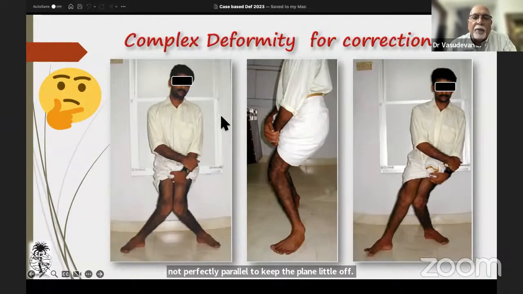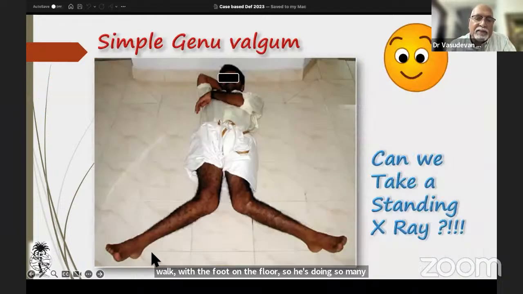So this man came to me because no girl was ready to marry him. He had a very complex deformity of the foot, knee, and hip. When you see all this complex deformity, that means we are missing something else. This is not the real deformity. As Hemant was mentioning, there was a secondary compensatory deformity here because the patient has to walk with the foot on the floor. So he is doing so many tricks in his body. The real deformity was this.